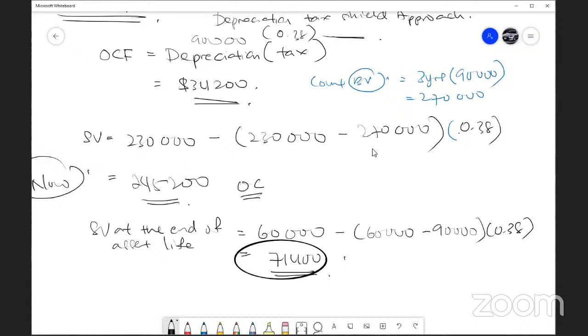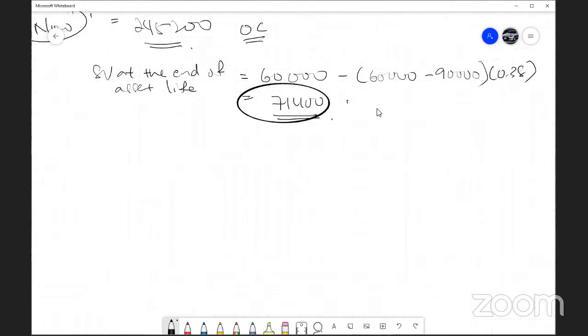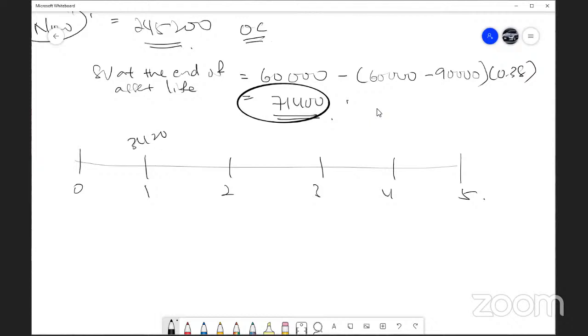So now you can put it into a timeline like what I showed you just now. 0, 1, 2, 3, 4, and 5. So your operating cash flow is 34,200 per year.